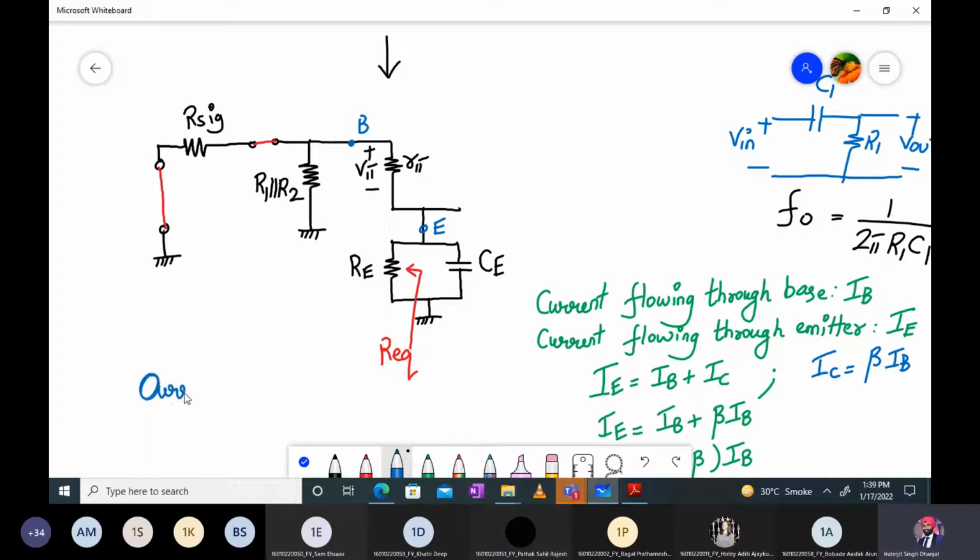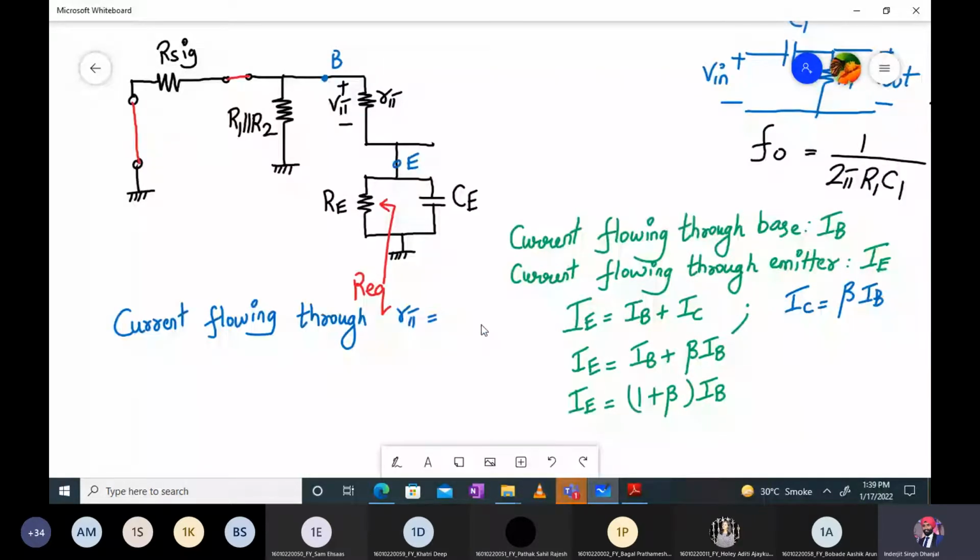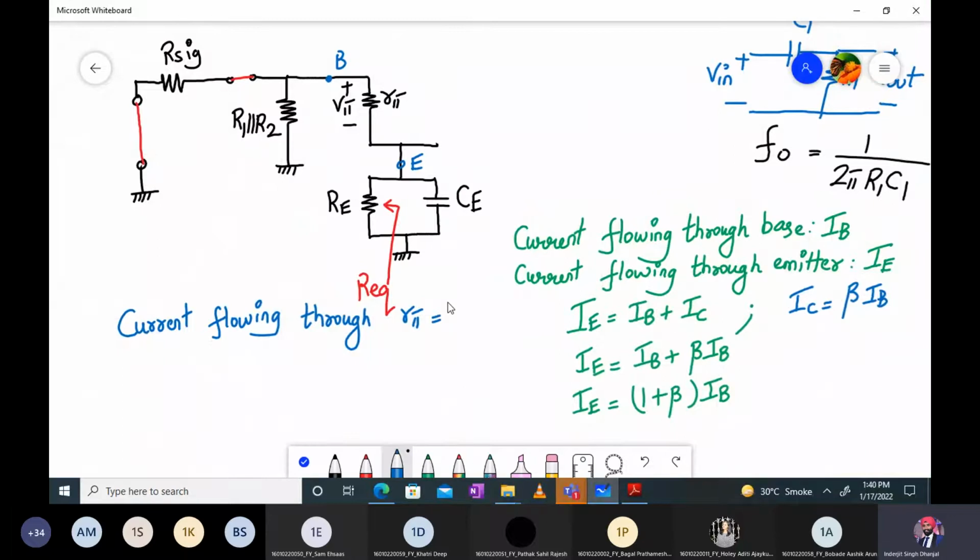What is the current flowing through R pi resistor? Anyone can tell me? How much is that? IB. Correct, absolutely. It's IB. Now, if I want to write IB in terms of IE, how will I write? I can approximate this because beta is very much larger. I can write it as beta times IB.